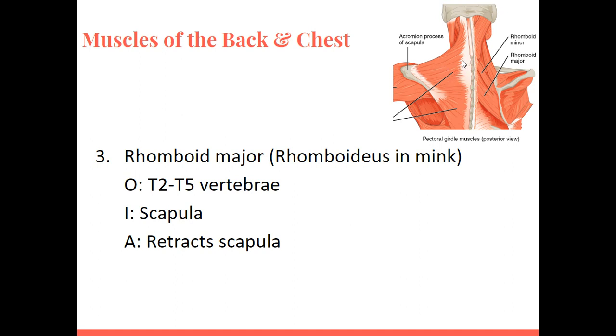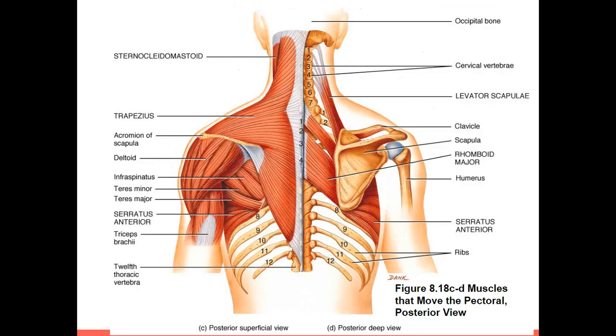In fact, if you look at the direction those muscle fibers run, you can see they run from the shoulder blade towards the spine. Same thing here, from the spine towards the shoulder blade. And so they're going to pull the shoulder blade in medially, or what we call retraction. And you can see that again.